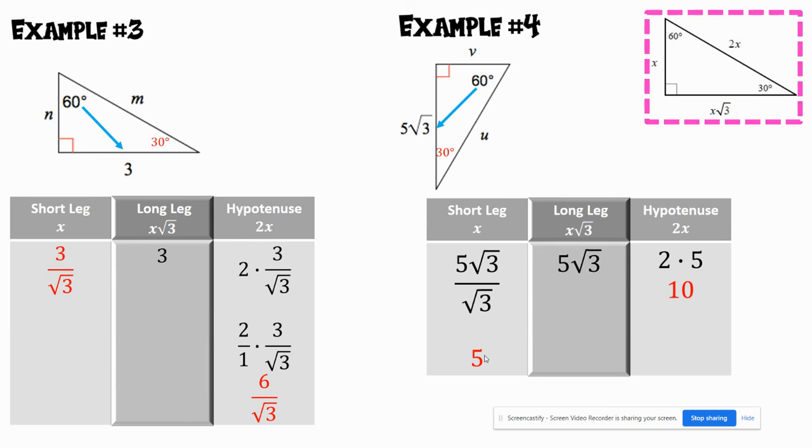Now, once you have the short leg, you can go cruise right through. The hypotenuse is always double the short leg. So if I double 5, I get 10. So my side lengths, I've got the short leg is 5, the long leg is 5 root 3, and the hypotenuse is 10.